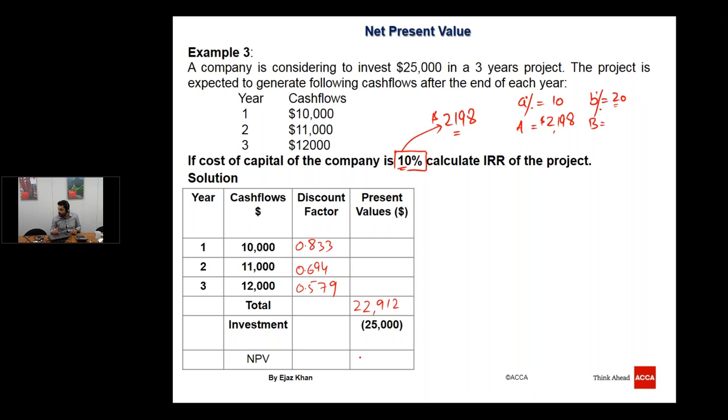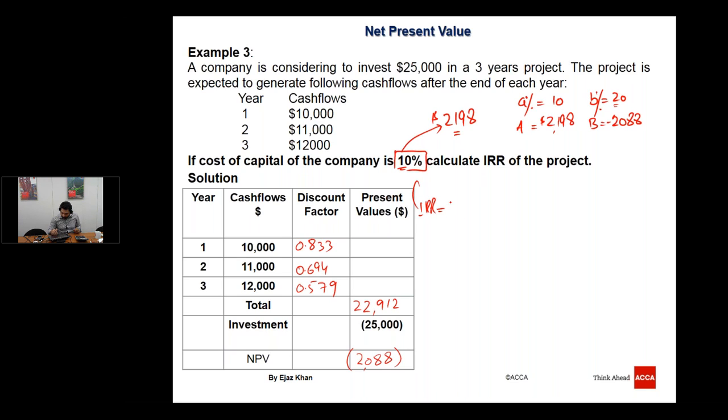So here we go, we have got the negative NPV. What's the negative NPV? It's 2088. Okay, thank you. 2088 negative. So now we have got the negative NPV of 2088. We've got the positive one, and all we need to do is put these figures into the formula to get the IRR.